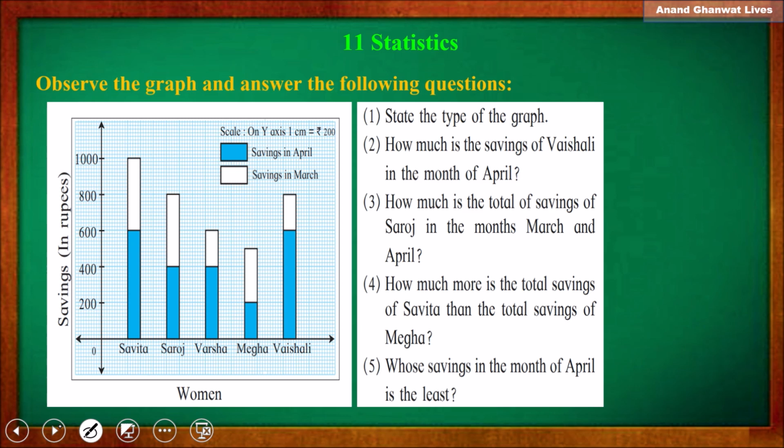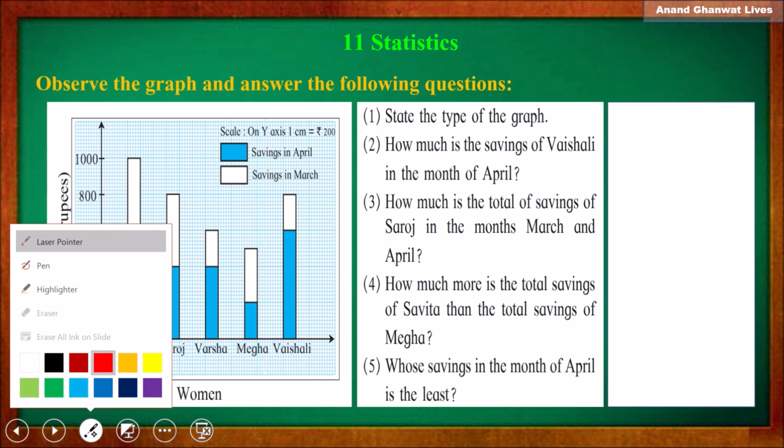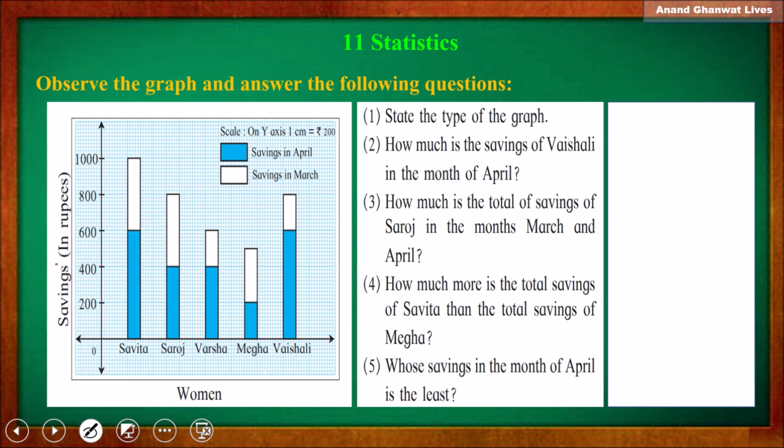The first question given here: state the type of graph. Now can you tell? Yes, one bar is divided into parts with proper scale. Therefore, it is a subdivided bar graph. So, the bar graph given here is a subdivided bar graph.